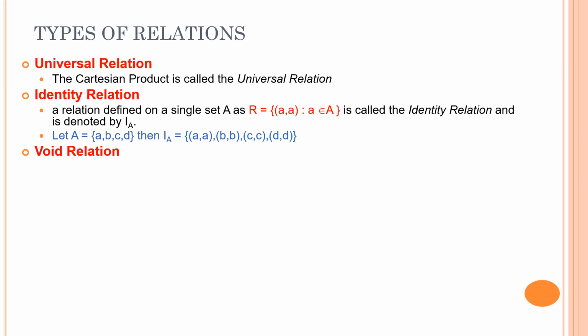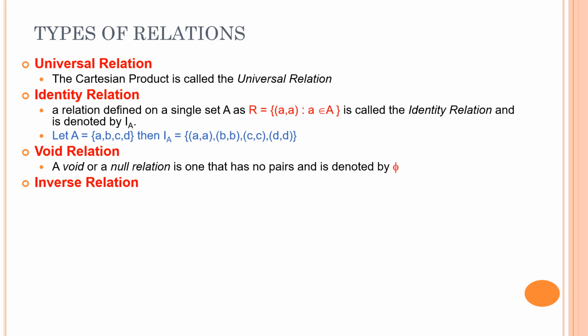Then void relation, as the name suggests, void or null relation, which is denoted by phi, has no pairs. So void or null relation is one which has no pairs. Again, it is denoted by phi, just like the null set was denoted by phi.